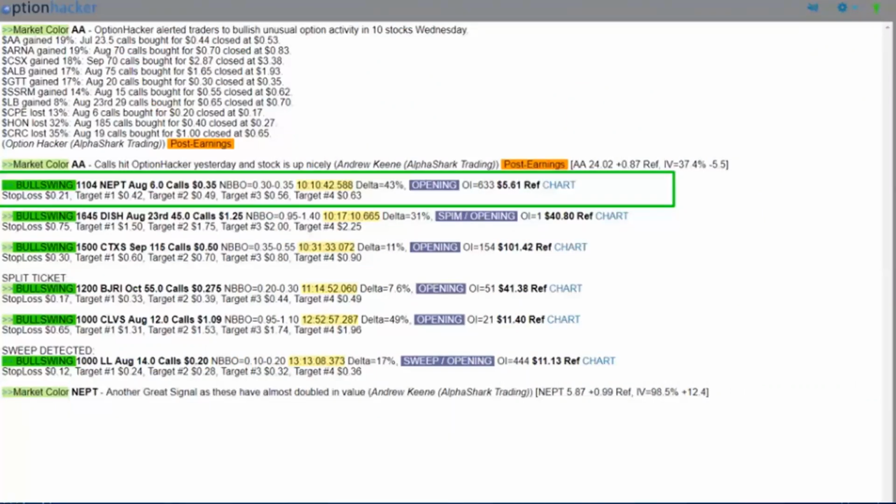What we saw on the previous slide was about 10 minutes worth of activity in a random trading day. What we have here is a complete snapshot of all of the signals that came across Option Hacker in one specific trading day, right? So here we have a total of 6 alerts, right?